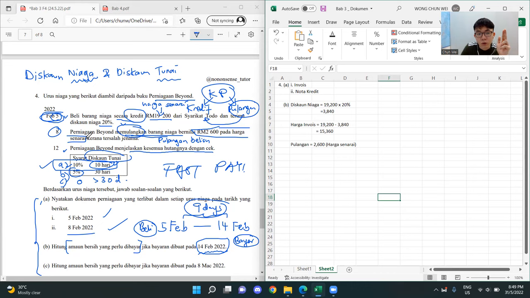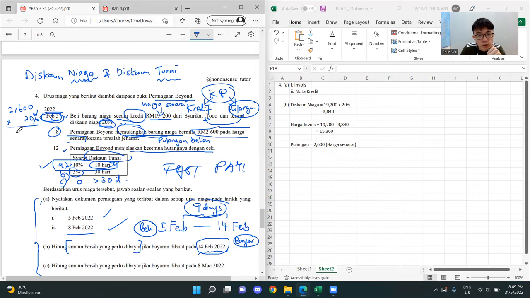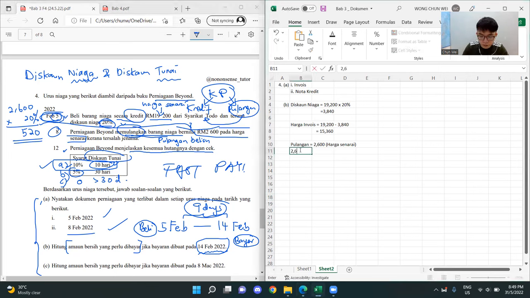So now I have to take out the 20%. Then only I can minus back the invoice. So the 2,600, I times 20% because this is the discount harga yang kita dapat. So I put that 20% equals how much? 2,600 times 20%, you get 520. So this is a discount for this item. So you use the 2,600 minus the discount, which is 520, then you get 2,080. Then this is your harga invoice.